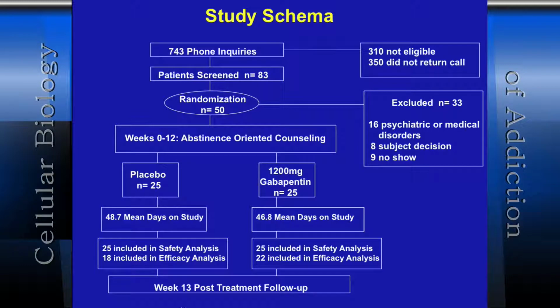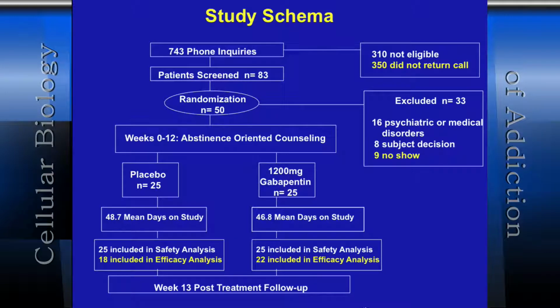However, what I would like to point out to you is, of those 743 phone calls, 350 were never found again. Of the ones that we scheduled for an intake eval, 9 didn't show up. And of the ones that we randomized to our precious 50 slots, 7 randomized to placebo never showed up after the randomization visit. 3 that were randomized to gabapentin never showed up after the randomization visit. So, inhibition of impulses is one of those executive functions that possibly never developed adequately.